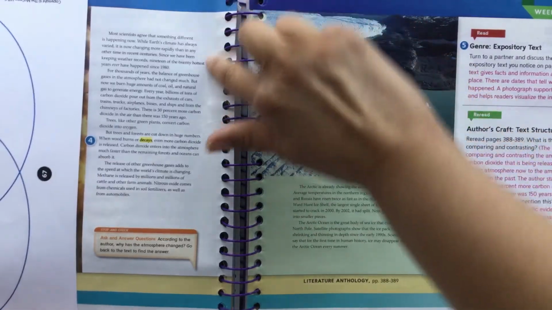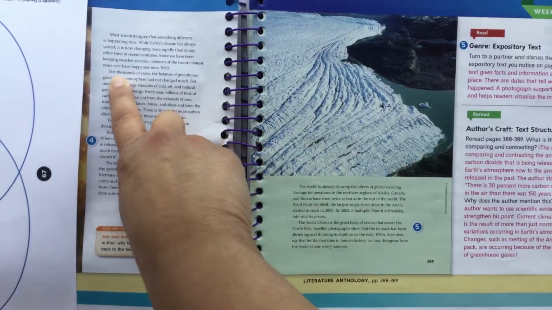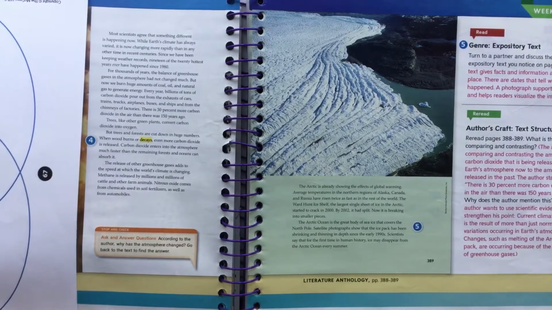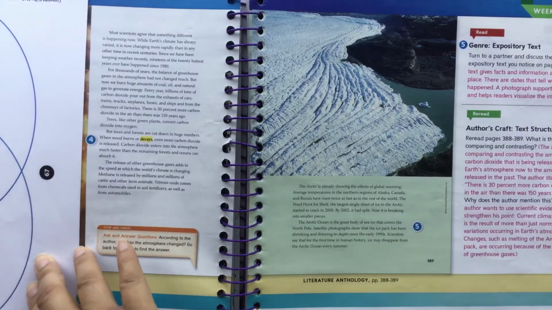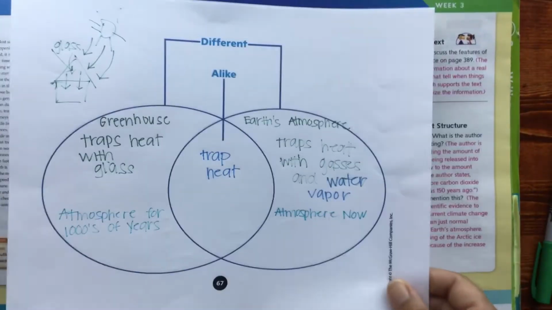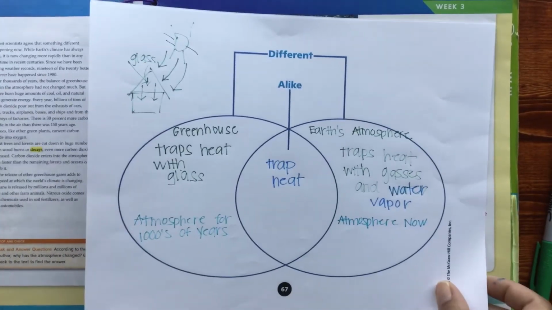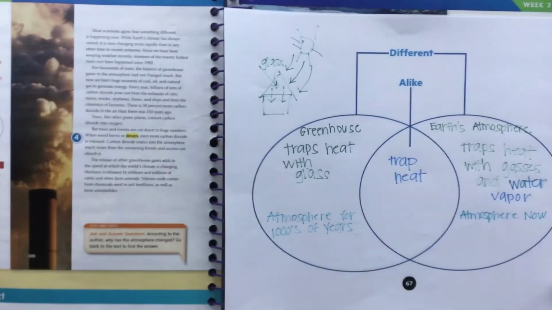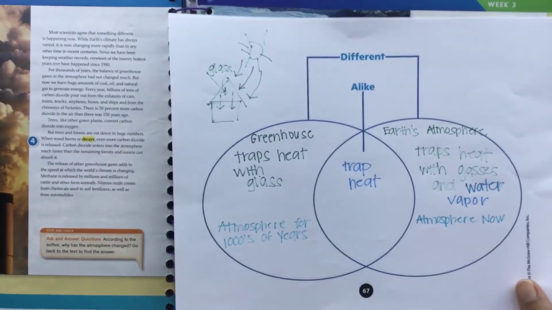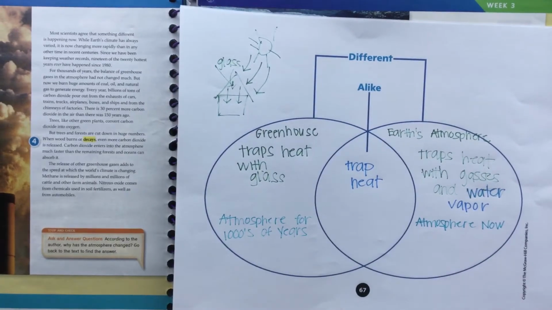Okay, so we're going to explore this little section. When we got to paragraph 2, we learned something. For thousands of years, the balance of greenhouse gases in the atmosphere had not changed much. And then as we keep reading, we learn that because of all of these things that we as humans are now doing, there has been a change. So that's what we're going to compare and contrast here. I wonder if I could do this so we can see both. Okay, so I gotta get my blue pen.